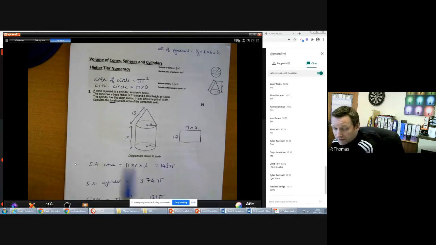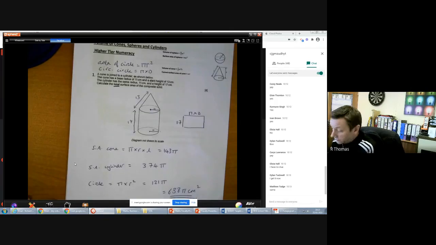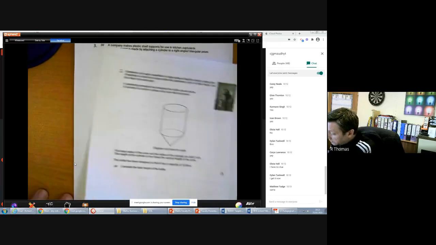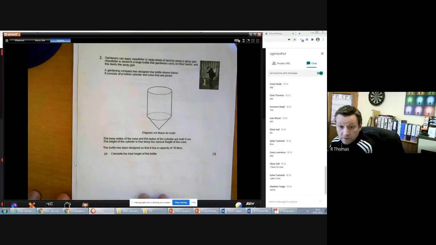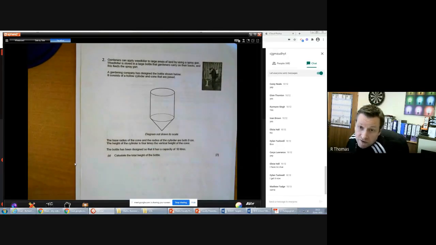So now straight away you can tell this is off a numeracy paper. Quite a lot of words. It's worth 7 marks. And that's a lot of marks, right? You don't generally get 7-mark questions on the maths paper. So let's have a look at this one. Similar looking shape, isn't it? It's a cone on top of a cylinder, but it's upside down.